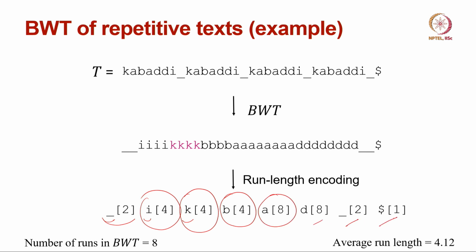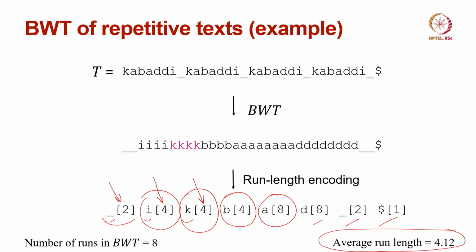So, this text has 8 runs in the Burrows-Wheeler transform, and the first run is of length 2, the second run is of length 4, the third run is of length 4 and so on. In this particular example, the average run length is 4.12. That is just the average of all the lengths, and I am reporting this number.